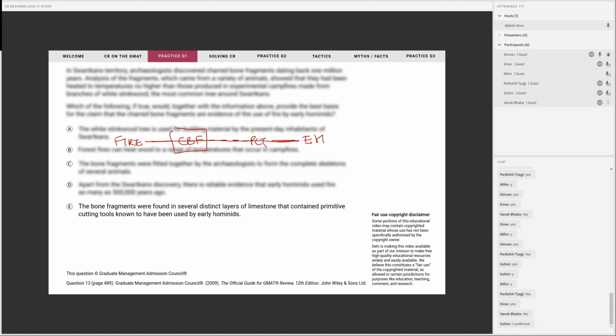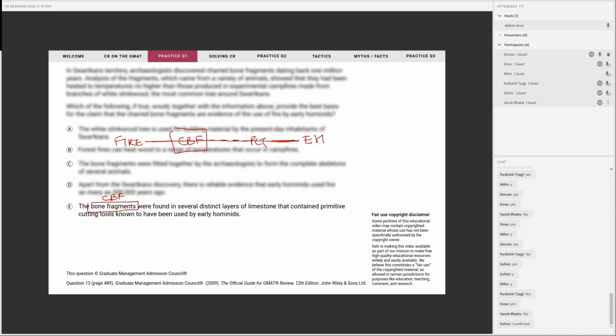Sir, I'm not very clear about how you inferred that it is connecting the several distinct layers of limestone that contain primitive cutting tools. How is that connecting with fire? It's not connecting with fire. It's connecting with charred bone fragments. So let's read this. The bone fragments, right? So this is CBF, charred bone fragments.